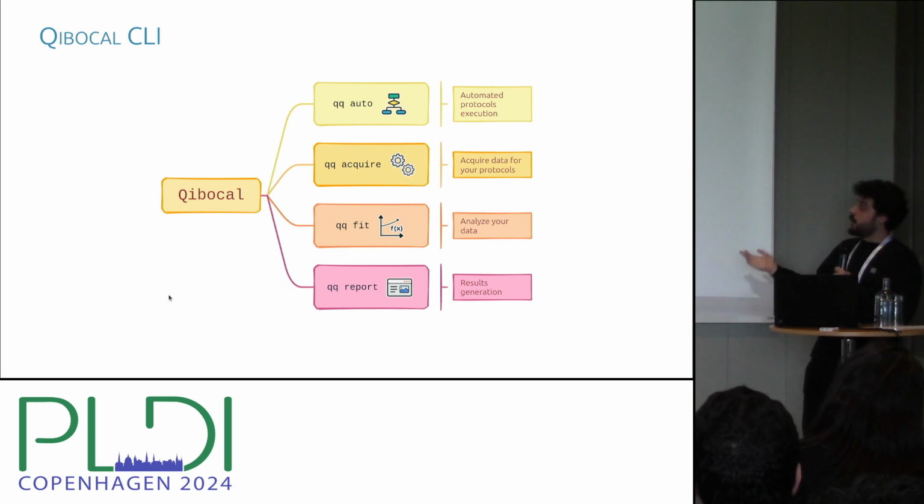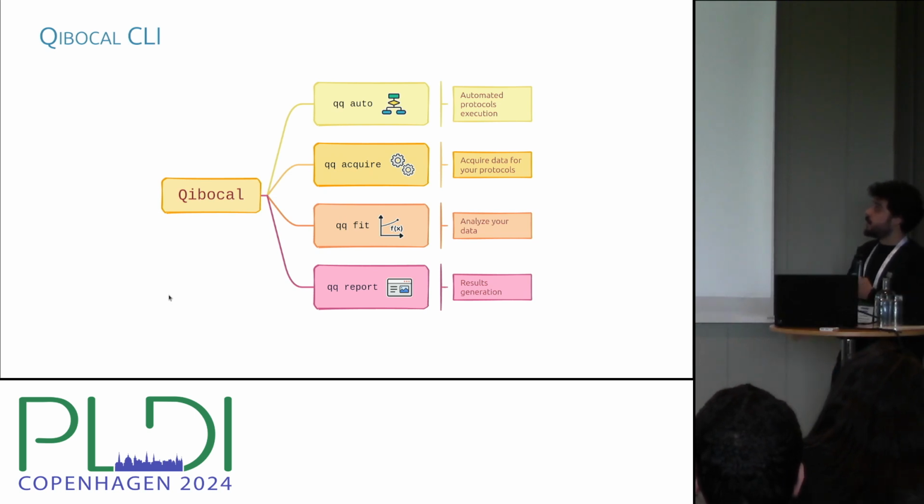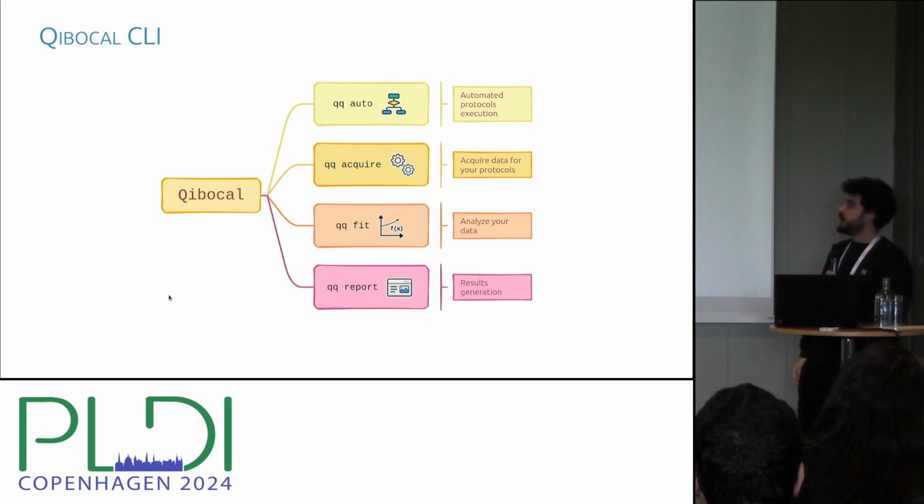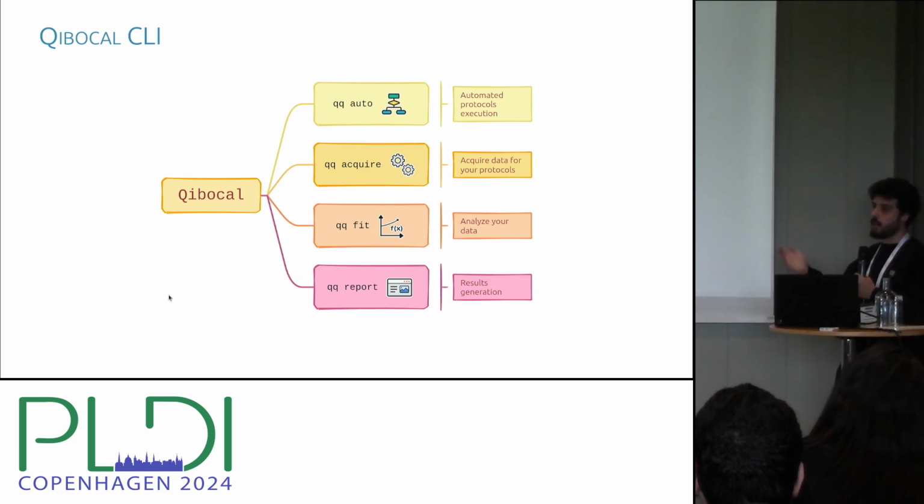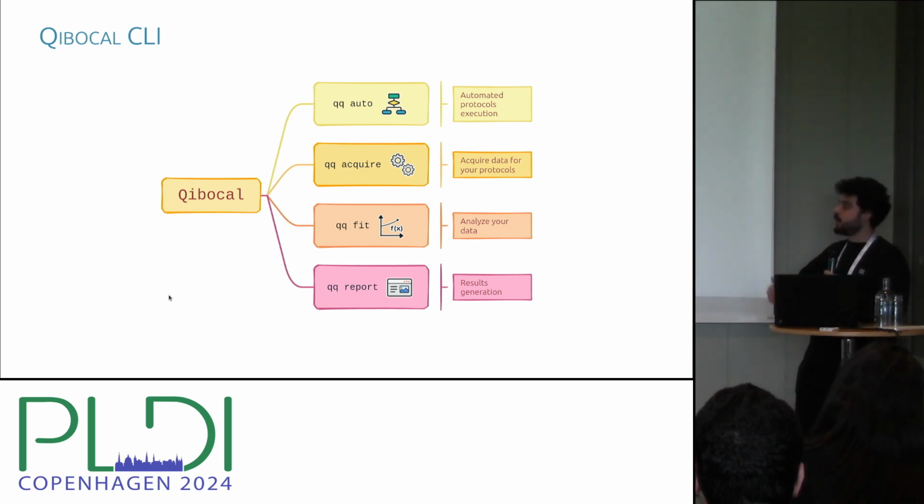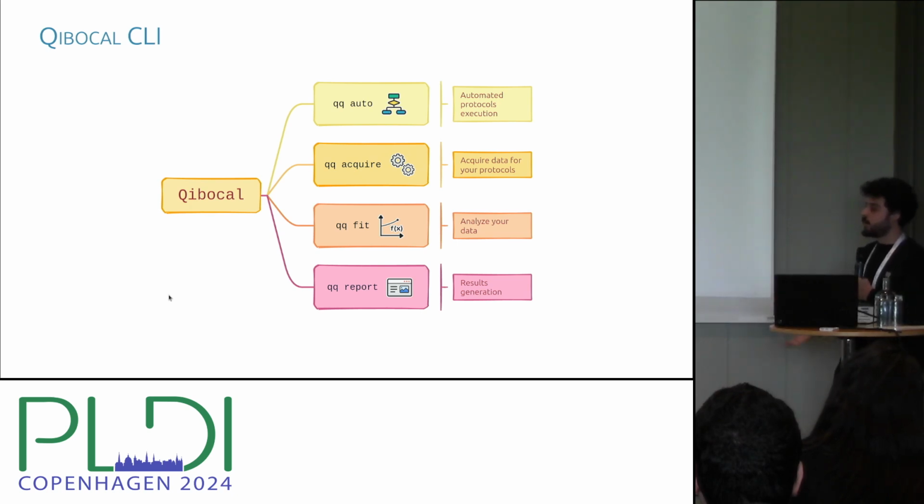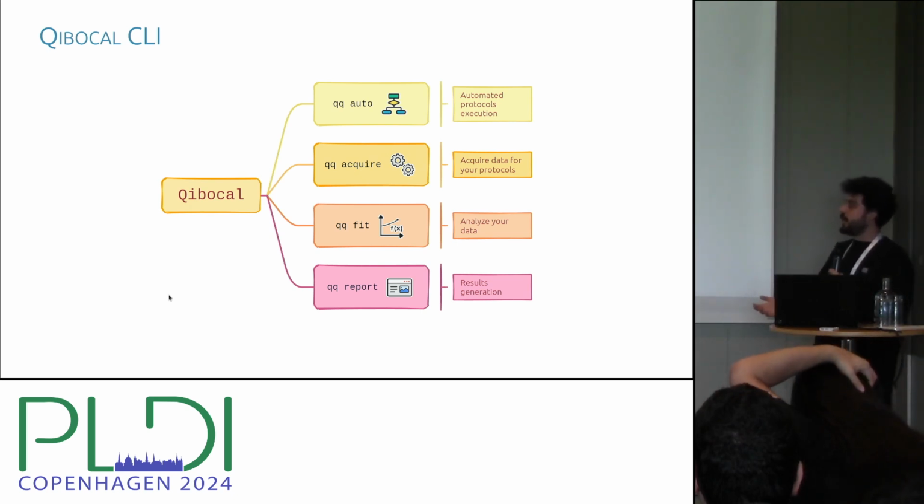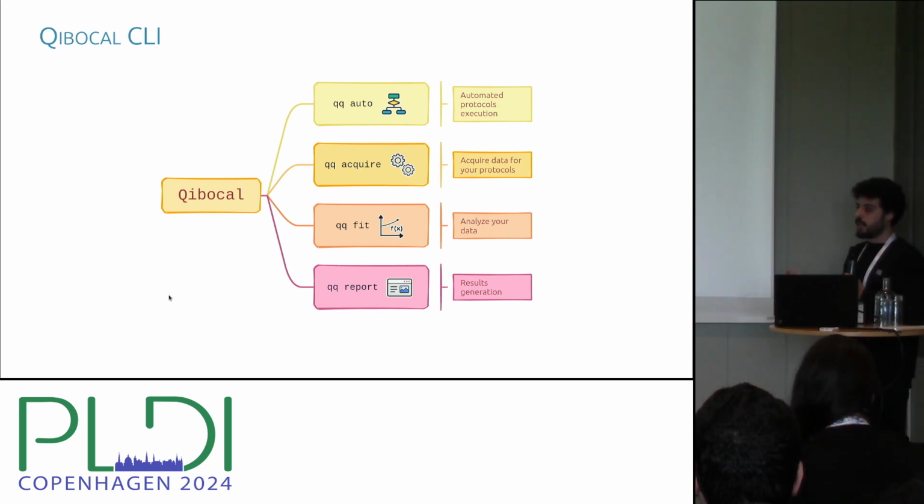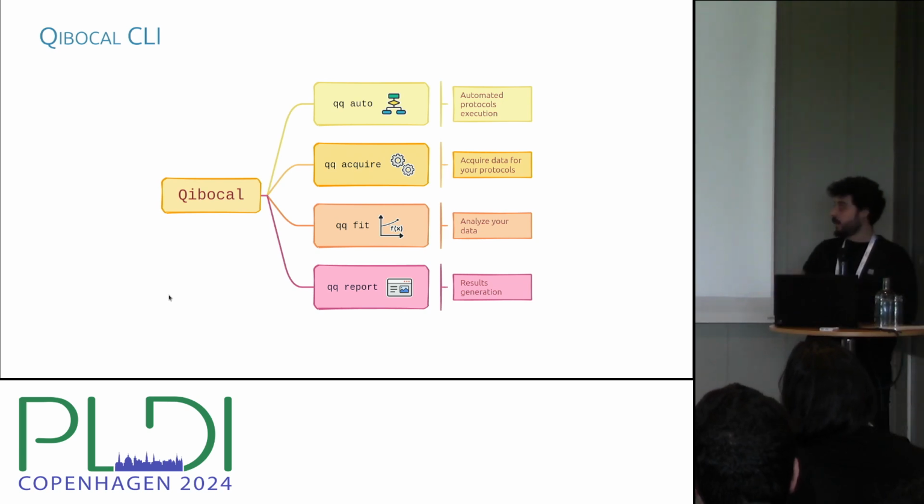Apart from qq auto that we have already discussed, Qibocal also defines other commands that are specific for the different actions of the protocols. So qq acquire will just acquire the data, qq fit will just take the data saved in a folder and post-process it, and then qq report generates the report. This is mainly done because we want to disentangle these actions and maybe run them at different times, in different moments.